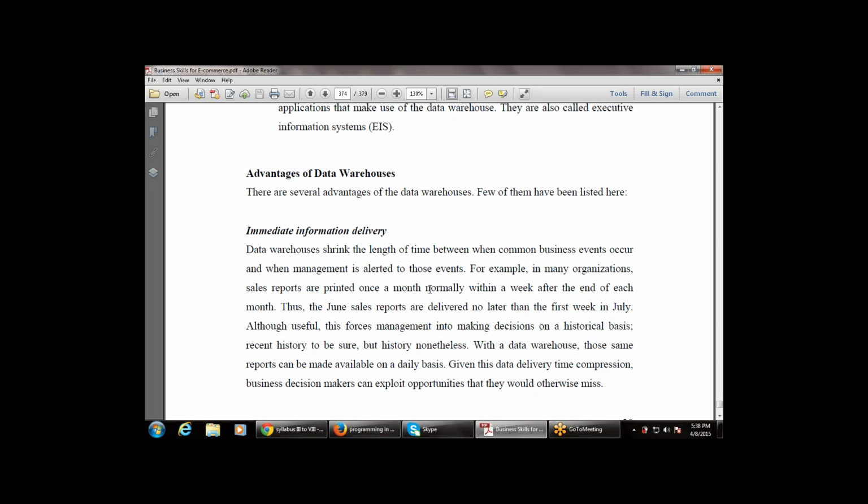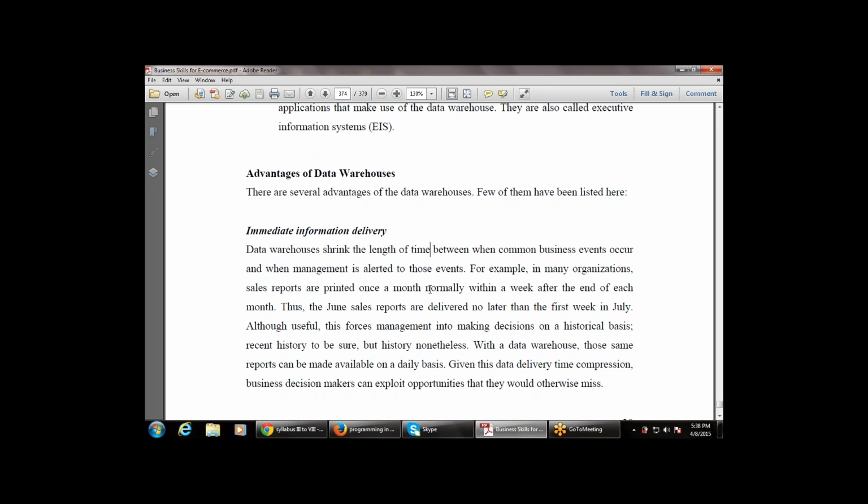So immediate information delivery means that whenever I want information, it can be delivered within a minute because everything is available in my data warehouse. Simply, I can fetch the data from the data warehouse. It depends on the scenario, whether it is available in the physical data warehouse, the logical data warehouse, the EIS form, the DSS form, or any form.